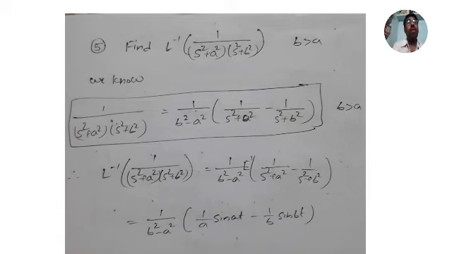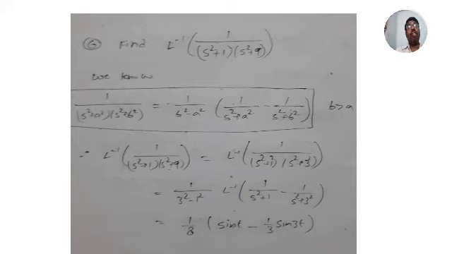Now let us go to the next problem. Sixth one. What is that? Find L inverse of 1 by s square plus 1 into s square plus 9. Very similar to the previous problem. 1 can be written as 1 square and 9 can be written as 3 square.